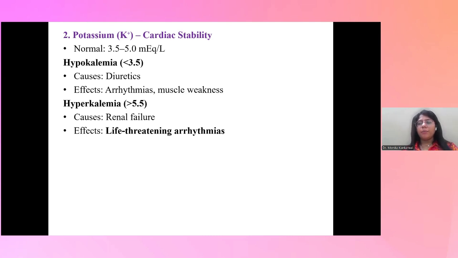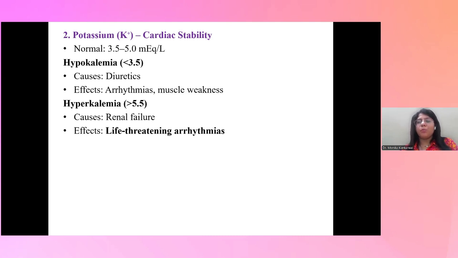So early identification of imbalance in this electrolyte will prevent complications for the patient. So you should consider all these parameters, no doubt. In hyperkalemia, if the value is more than 5.5 milliequivalent, then you have to think about the cause of renal failure, and if it is suggested by the intensivist, you also have to think of refractory hyperkalemia needing renal replacement therapy, that is, dialysis for the patient.